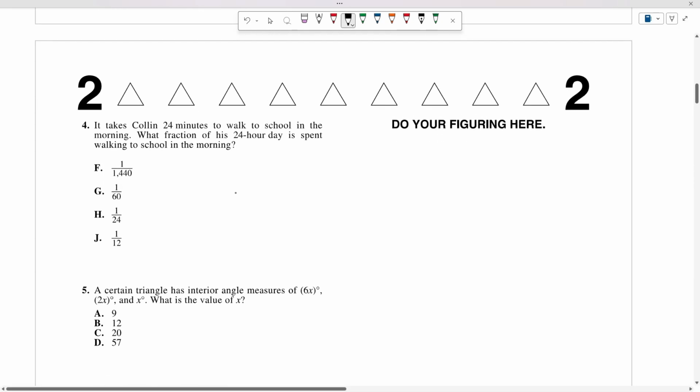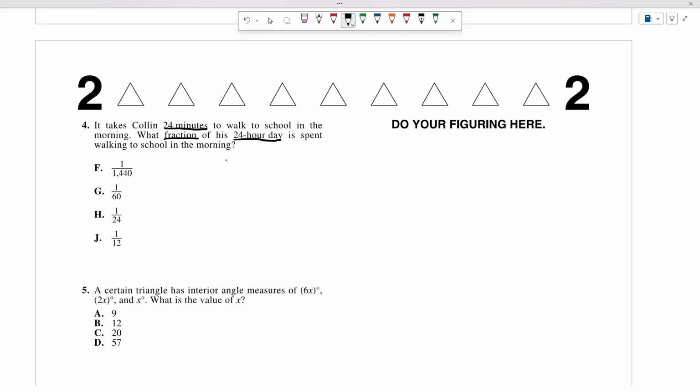Cool. Number 4, it takes Colin 24 minutes to walk to school in the morning. What fraction of his 24-hour day is spent walking to school in the morning? Okay. So we have 24 minutes out of a 24-hour day.